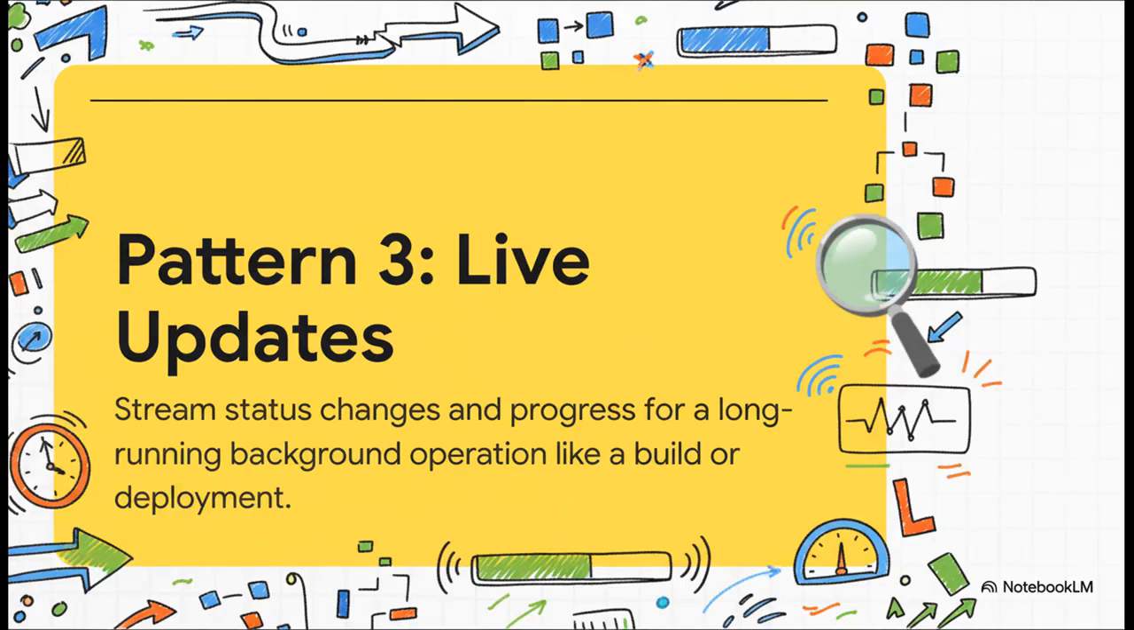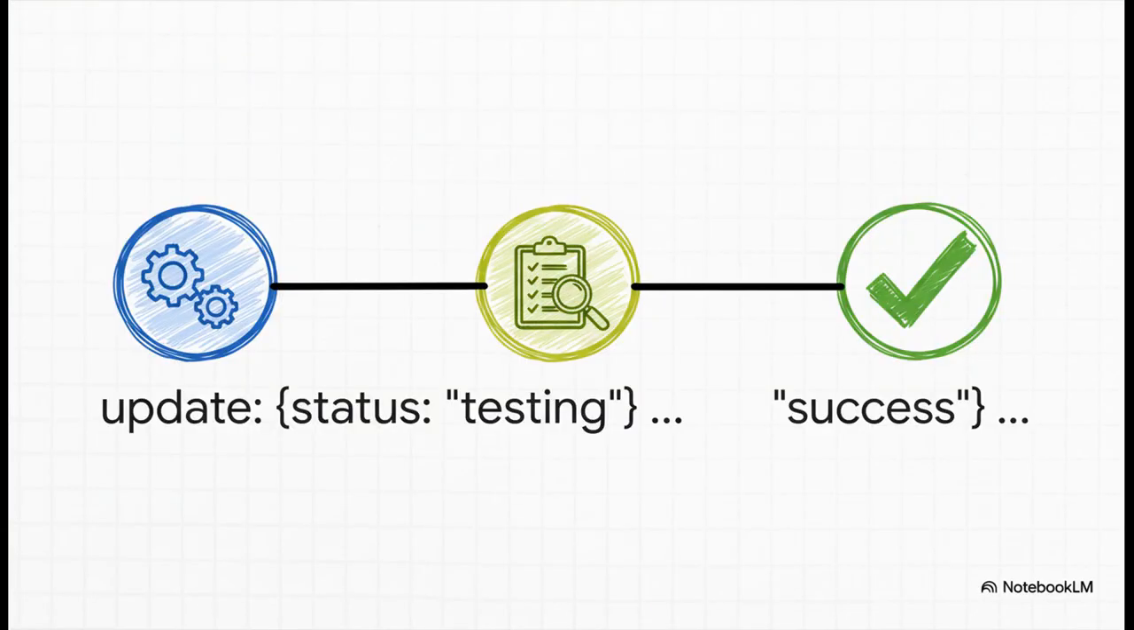And our third pattern is live updates. This is your absolute go-to for any long-running background job. I'm talking about a big data processing task, a software build, anything that takes more than a couple of seconds. Instead of a vague progress bar, you stream the actual status changes. So the client just gets the steady stream of discrete updates. The status might change from compiling to testing until it finally gets that success message. It keeps the user totally in the loop and confident that things are actually working.